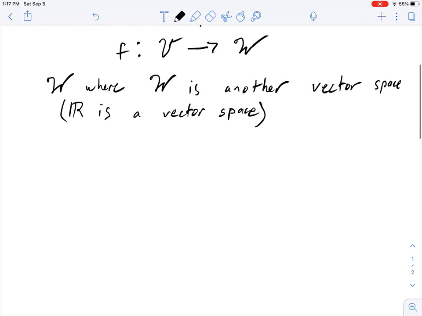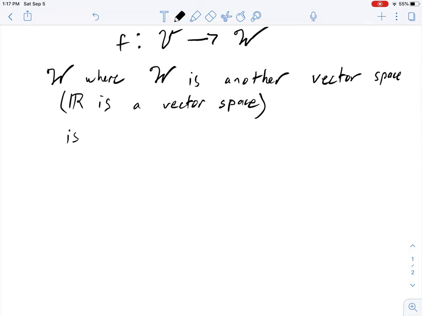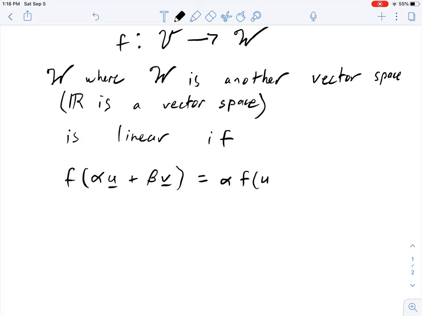So such a function f is linear if f of alpha u plus beta v is equal to alpha times f of u plus beta times f of v.